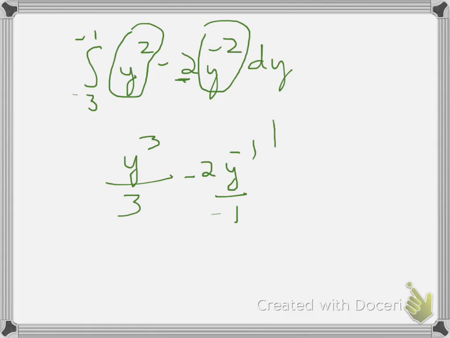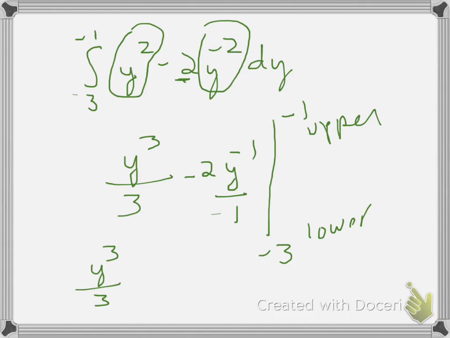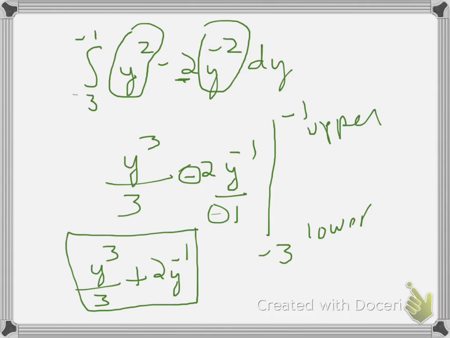Okay, and now we have that bounded from -3 to -1. Notice when I write it this way, always lower, upper. We can clean that up a little bit. We can call that y cubed over 3. I always clean it before I start plugging things in. Negative over negative is a positive, so that's plus 2y to the -1. I'm going to draw a box around it, bounded from -3 to -1.